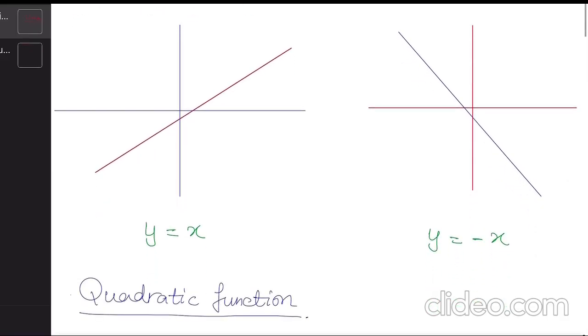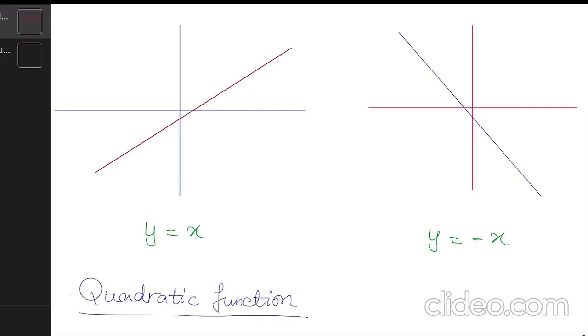So first of all, we have here a linear function. In a linear function, if y is equal to x and x is positive, then your graph will always move from left to right in the upward direction. So it will always be the upward direction.